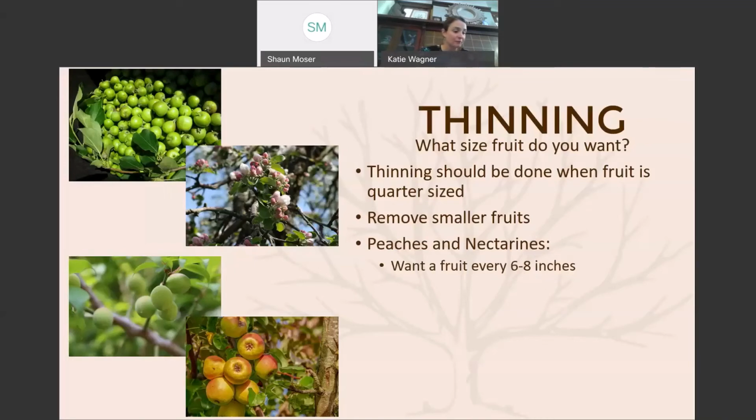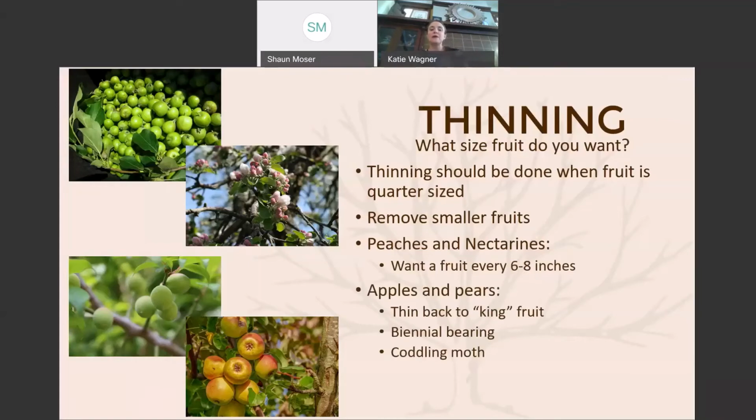You're going to start to see some branches breaking in your tree if you don't remove some of that weight. So, for example, with peaches and nectarines, you probably want about 2 fruits per branch. Let's just say we want a fruit about every 6 to 8 inches is about right throughout the tree. Okay.